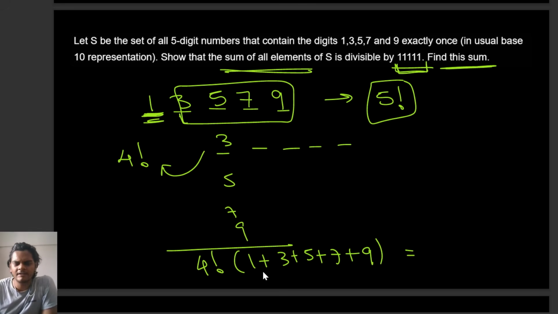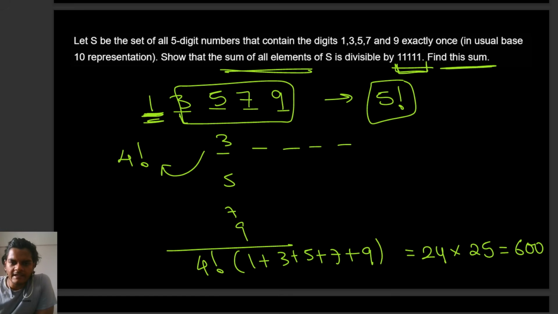And this happens to be what, 24 into, if I'm not wrong, 25. And 24 into 25 would be 600, right? Now this is for each place, every single place.